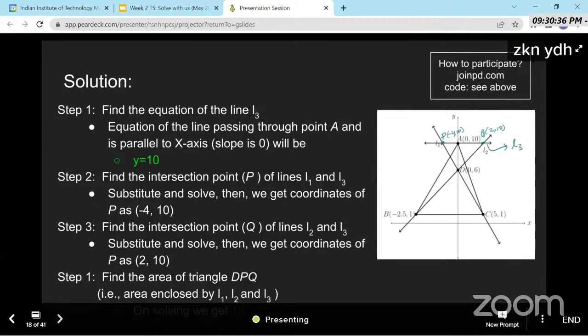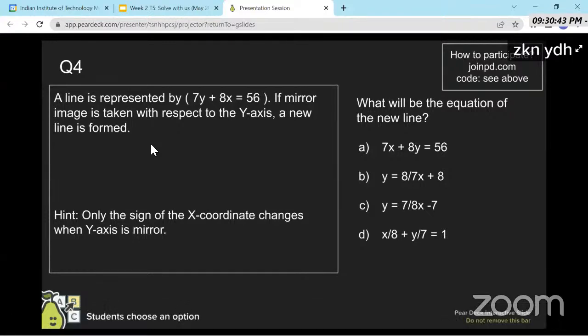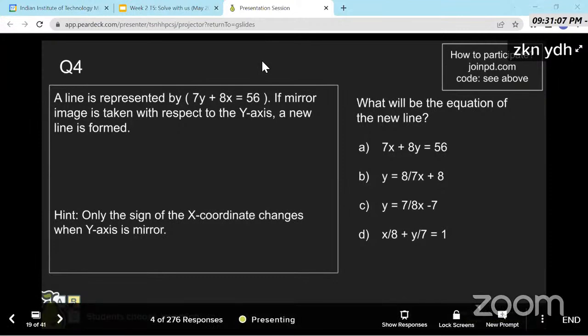Okay. So now here, question 4 is a very easy question. A line is represented by 7y plus 8x is equal to 56. If a mirror image is taken with respect to the y-axis, a new line is formed. What will be the equation of the new line? So here there is a mirror taken with respect to the y-axis. All you have to do is imagine that the y-axis is the mirror, project your line and get the equation of that line. So I hope this is okay, and I want all of you to solve this question.